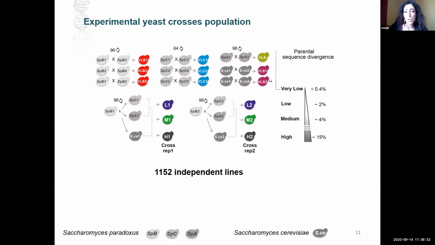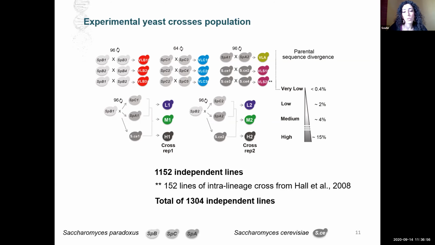Each cross has been done between 64 and 96 independent times. So we obtained a total of 1,352 independent lines. And we also included in our study 152 lines of intralineage crosses described previously by Hall and colleagues. So we ended up with a total of 1,304 independent lines.